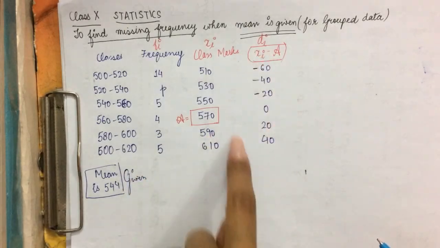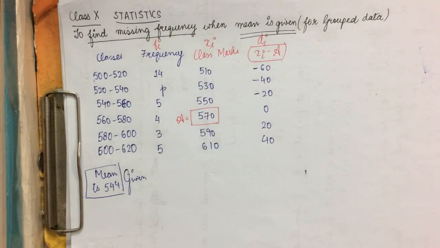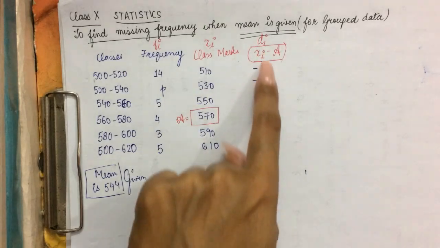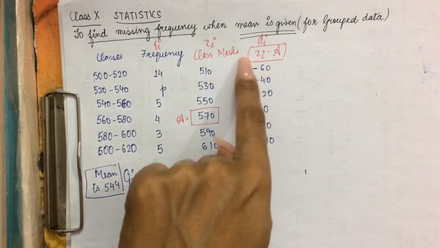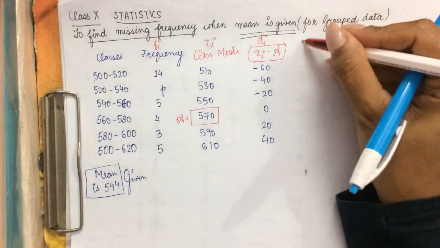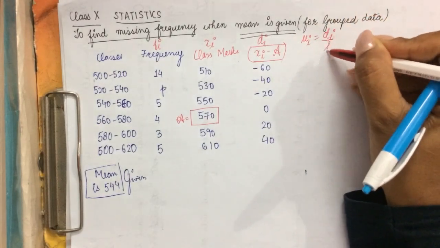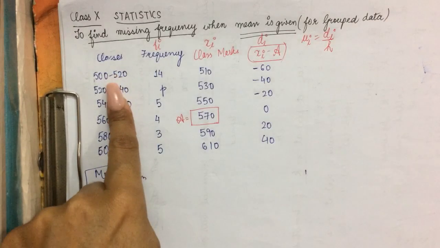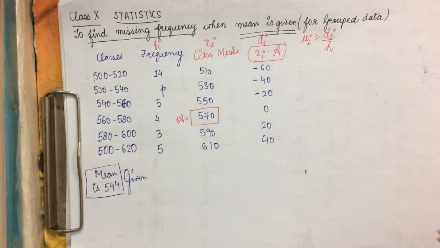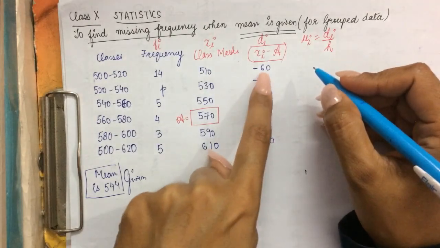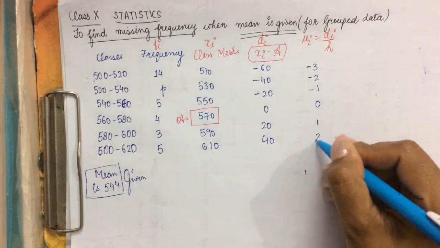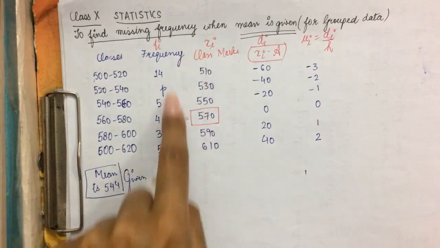I still think that these values are way too big to work with, so I'm going to reduce them further. If I had used xi's, I would have been using direct method. Since I've gone for the deviations, I could use shortcut method, but I think the values are still big, so I'll reduce them further. I'm going to divide the deviations by the class size to obtain ui's. The class size here is 20, the difference between the upper limit and the lower limit. Let's divide all of these values by 20. I'll just write down the answers: minus 3, minus 2, minus 1, 0, 1 and 2. So now the values are reduced considerably.